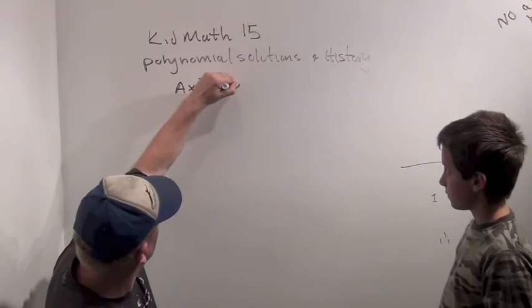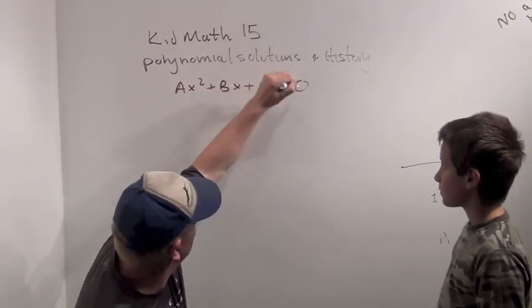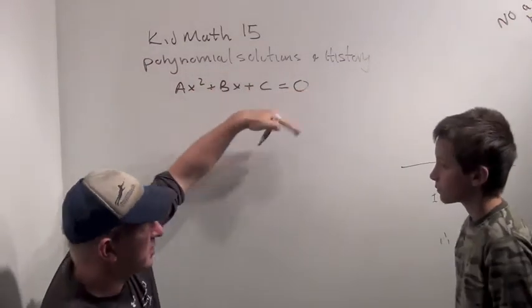We have been spending the last couple of weeks studying quadratic equations, things of the form ax squared plus bx plus c equals 0, or sometimes equals y, and we look at the graph.